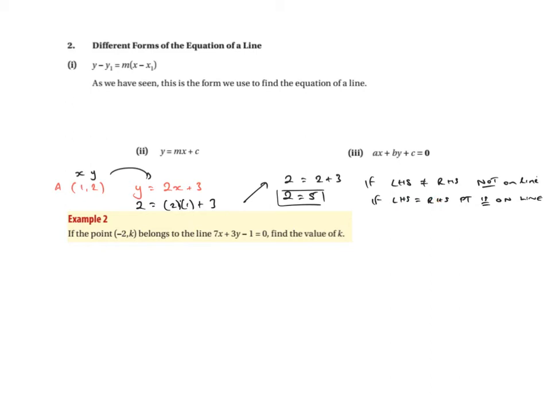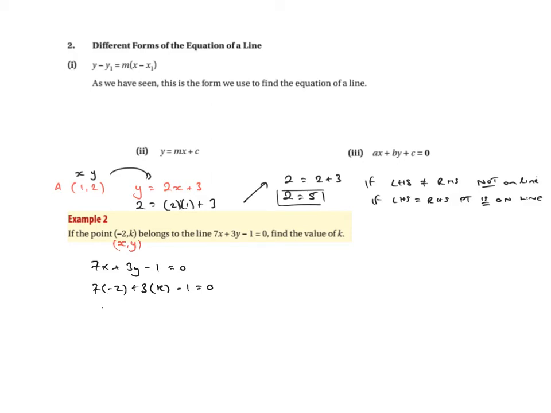Again, I'm just going to label. This is my x coordinate, this is my y coordinate. We write out 7x plus 3y minus 1 is equal to 0, the equation of the line. Now we replace the x value with minus 2 and the y value with k. So we get 7 by minus 2 plus 3 by k, my y value in this one, minus 1 is equal to 0. We know these have to equate because we're told it's on the line, so the left hand side has to equal the right hand side. So we can solve this now.